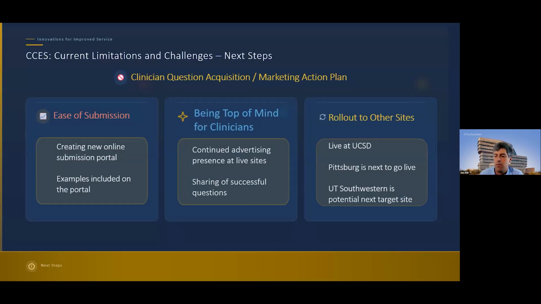And then finally, roll out to other sites. We are currently live at UCSD. We're trying to roll out to Pittsburgh right now, maybe potentially looking at UT Southwestern as the next potential target. But then we could have potentially all of the different sites that are in the ENACT network to be potential sites to be rolled out to at some point in the future.